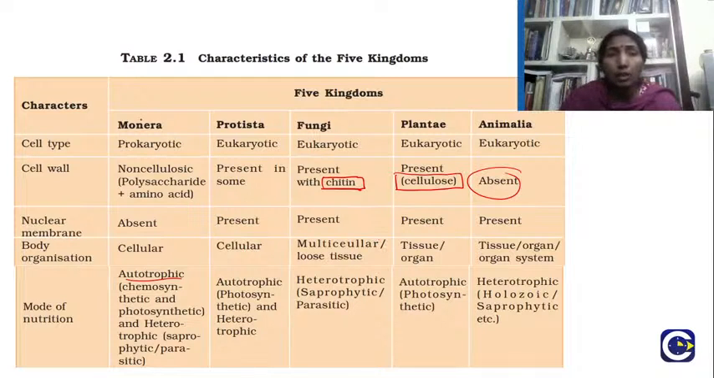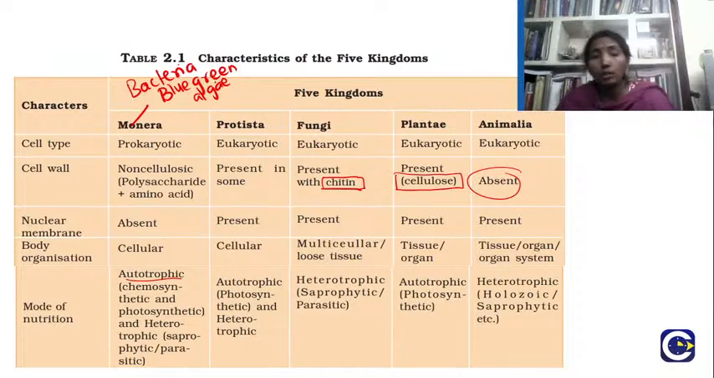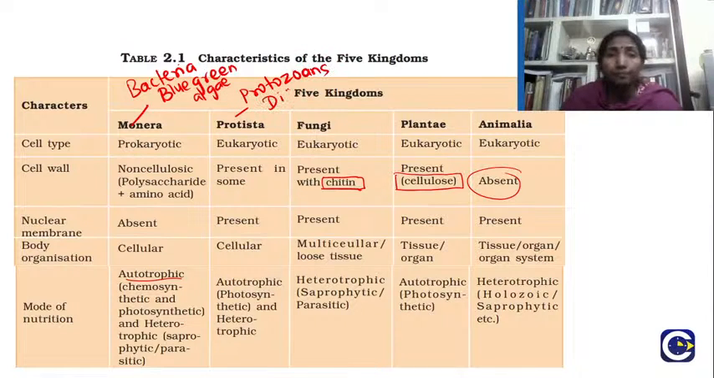Now if I say Monera, what am I talking about? I am talking about the bacteria, I am talking about the blue green algae. These are what I talk about under Monera. If I am going to talk about the kingdom Protista, I am talking about the protozoans, I am talking about the diatoms. I talk about these under Protista. What about the fungi? With fungi, we all know that all the fungi are heterotrophic, they are decomposers, we talk about that.